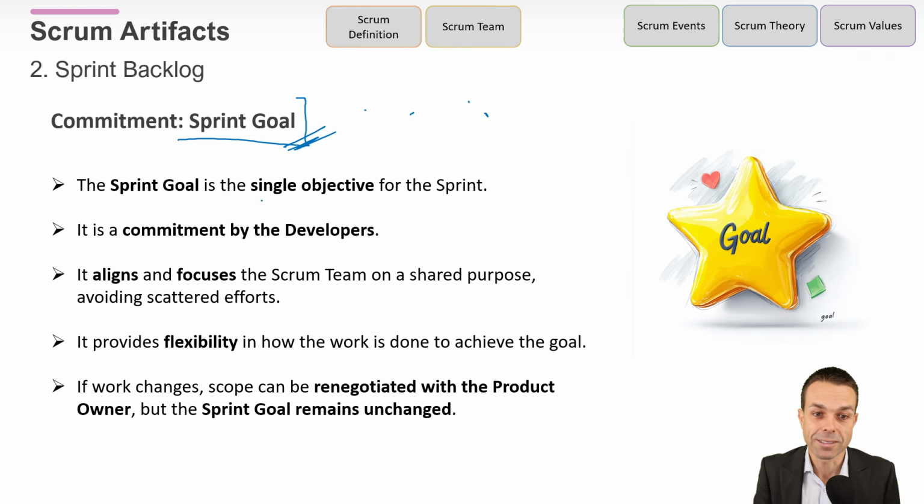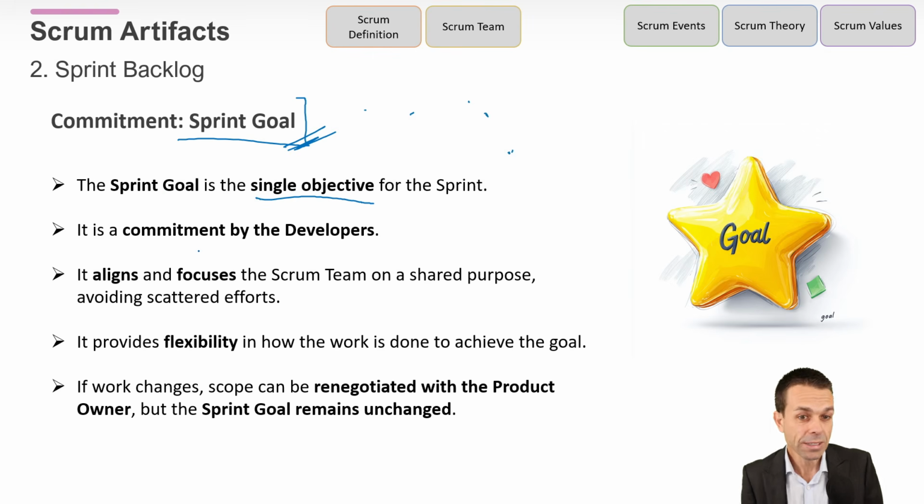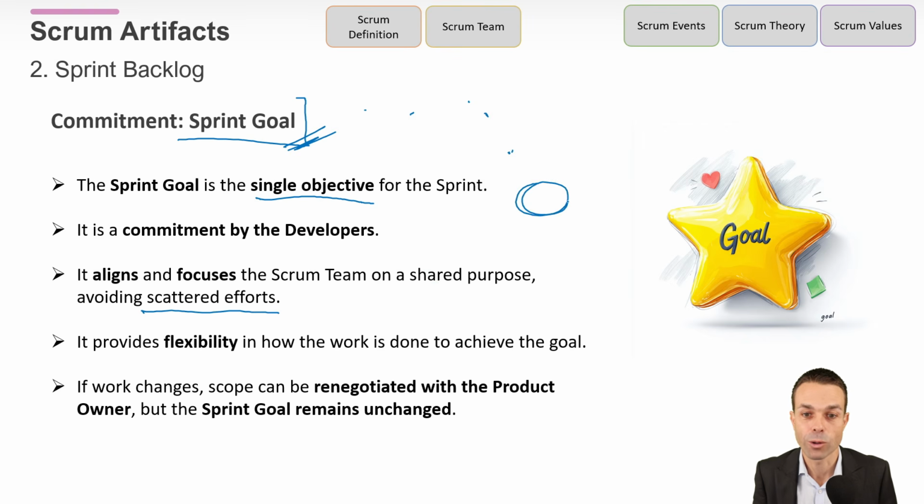So the sprint goal is the single objective for the sprint. It's a commitment by developers. It aligns and focuses the team on a shared purpose. So we're not scattering our efforts. We've just got one focused goal, and that's a great way to work. We're not multitasking. We're not scattering our efforts again. So this is really, really good for focus. It provides flexibility in how the work is done, though, so the team can decide how they actually create that value. And if the work changes, we might need to renegotiate with the product owner. But the goal itself remains the same.